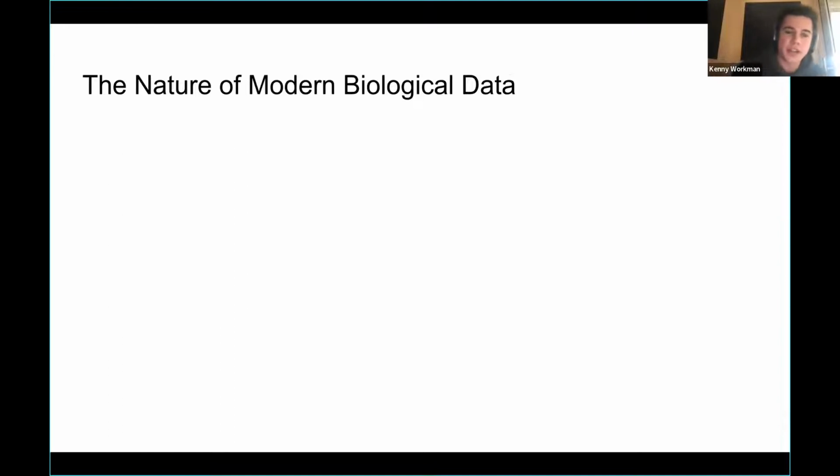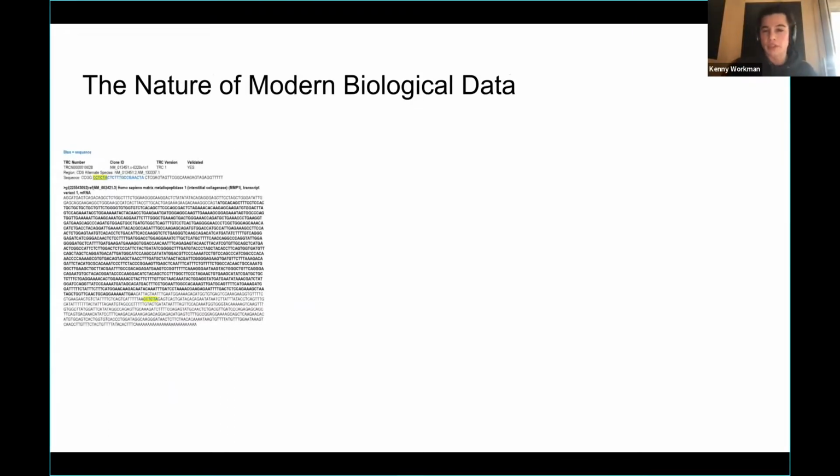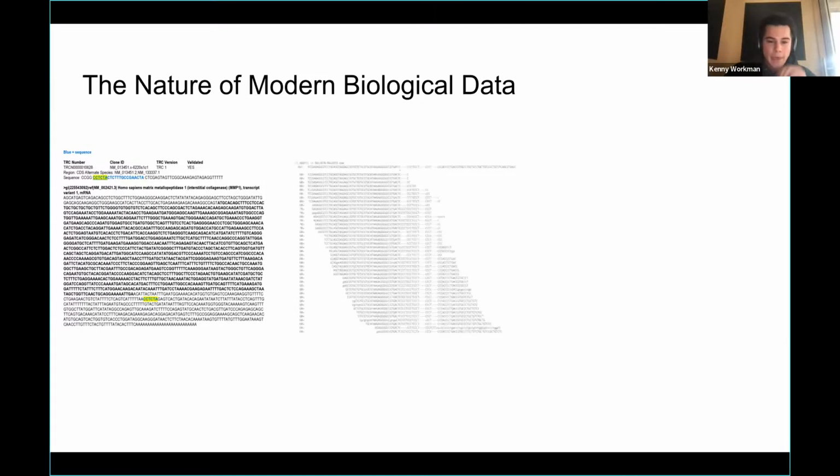The last piece of the puzzle is the nature of biological data. It's really big, it's really heterogeneous, and it's really hard to interpret and wield. This is an example of a tiny chunk of a genome, and these genomes on average are gigabytes in size. The human genome is 3.3 gigabytes in size. The spruce genome is like 15 gigabytes in size. This stuff is unwieldy and hard to wrangle.